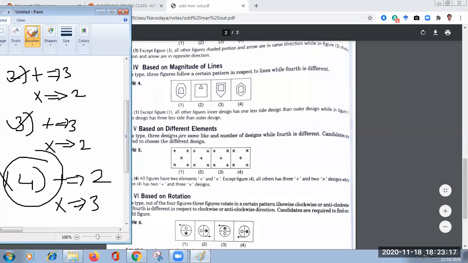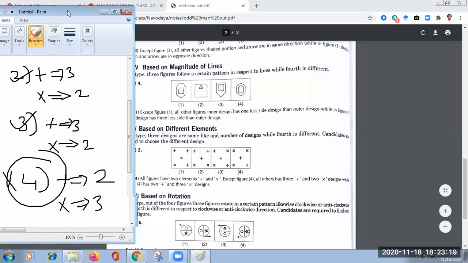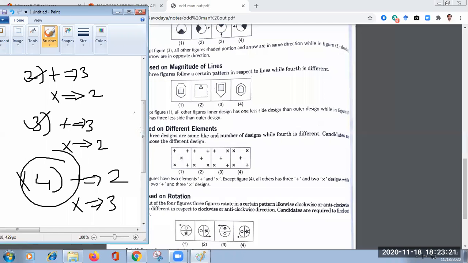This is based on the different elements, but a very important thing is that if the number of elements in the box has increased, the complexity also increases. That is, if the elements in the box increase, automatically the difficulty of the problem also increases. So for that we have to practice a lot. We have to do more practice on these.